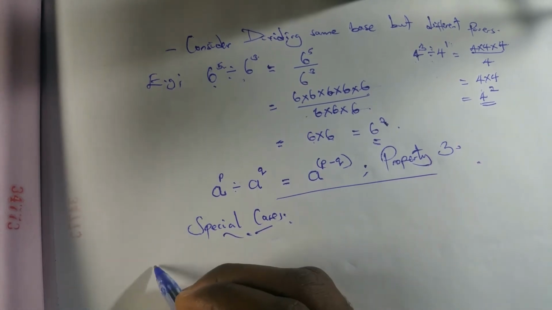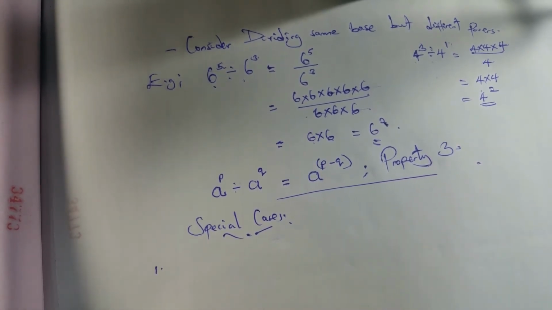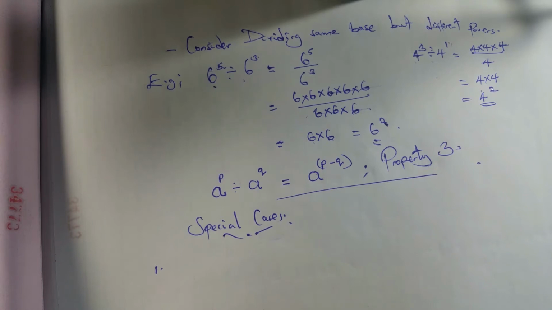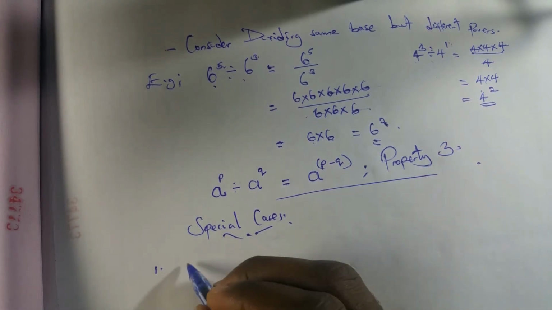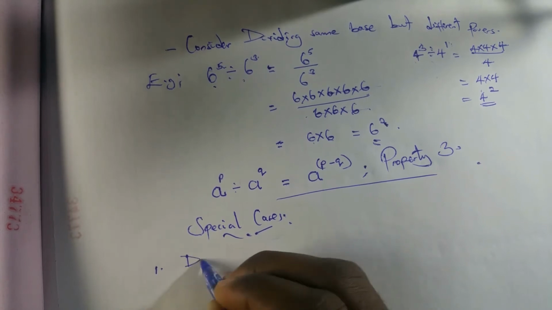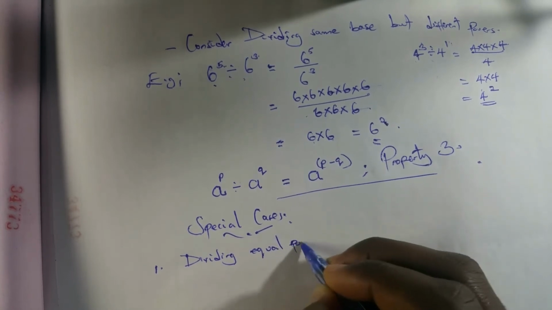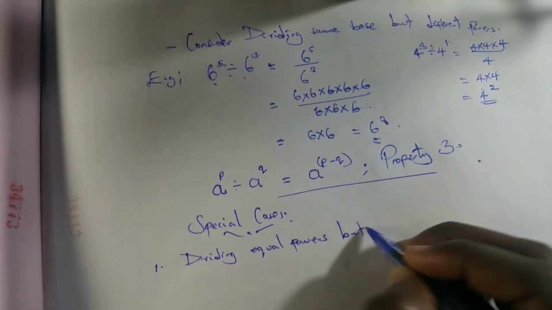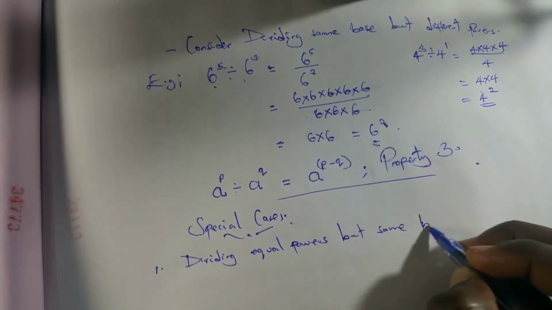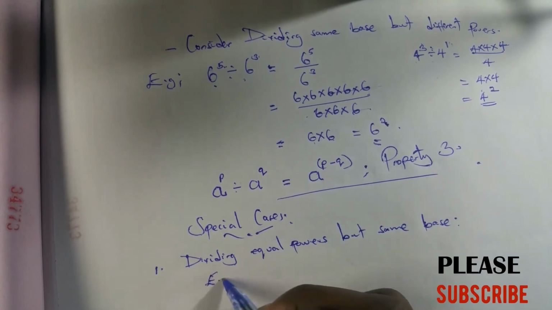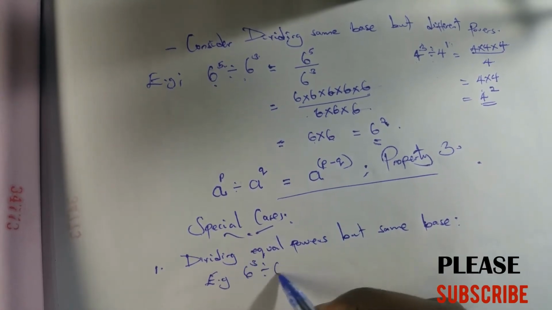The first special case we're going to look at is division when powers are equal but same base, and we try to see which other property we can have there. Equal powers but same base. Now we check an example: 6 to the power 3 divided by 6 to the power 3.